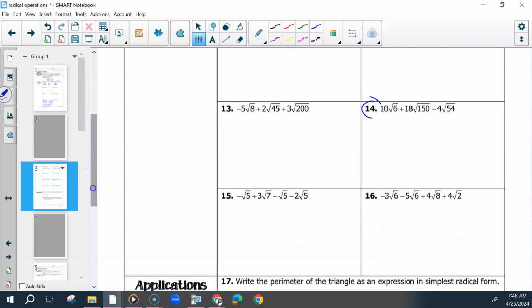The more things you have, the more numbers you need to keep track of, make sure you don't lose them. Can 6 be simplified? No, so we're going to leave that alone. But 150 can. Find the highest perfect square that goes into 150.